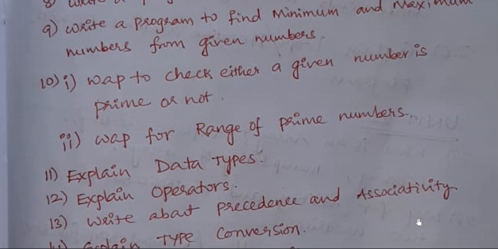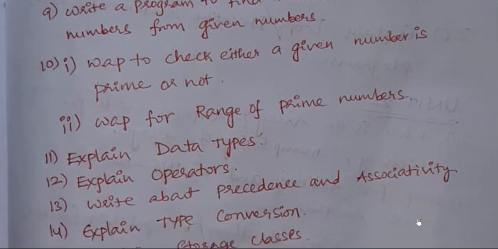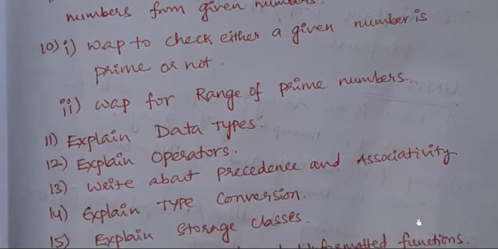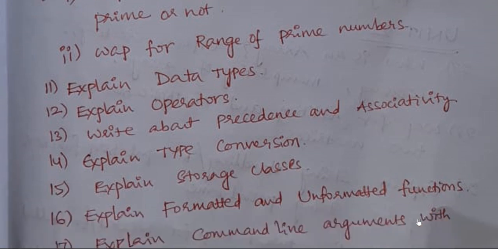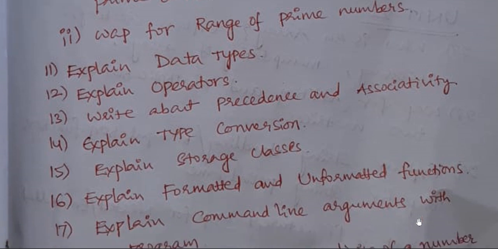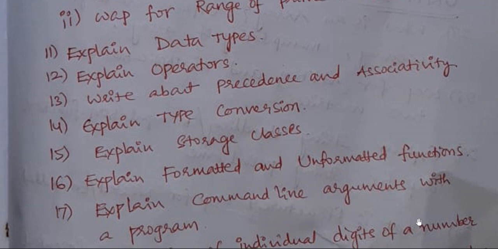Long question. Explain data types. It's a long question. Explain operators. Long question. Write about precedence and associativity. It's a long question. From this, if they ask short question, we can write from this long question. Okay, explain type conversion or typecasting.